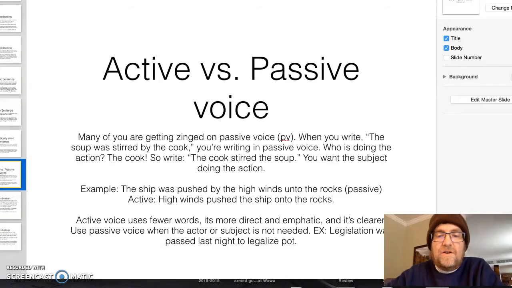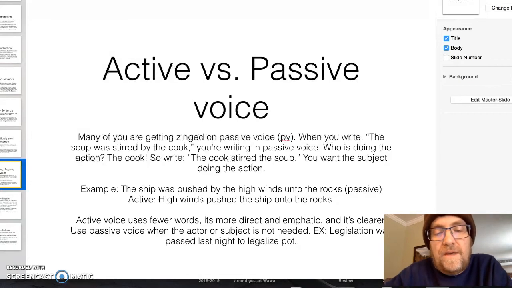You guys are getting zinged on passive voice. When you write, the soup was stirred by the cook, you're writing in passive voice. Who is doing the action? The cook is. So write, the cook stirred the soup. You want the subject doing the action. All right, you want it in the active, actually doing it.